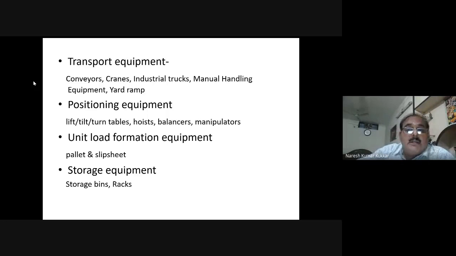Manual handling equipment and yard ramps. Positioning equipment includes lifts, tilt tables, turntables, hoists, balancers, and manipulators. These are the positioning equipment to keep the workpiece in proper position. In the same way, unit load formation equipment like pallets and slip sheets. Then storage equipment like storage bins and racks. With different types of storage bins, different types of tables are used for storage equipment depending on the shape.